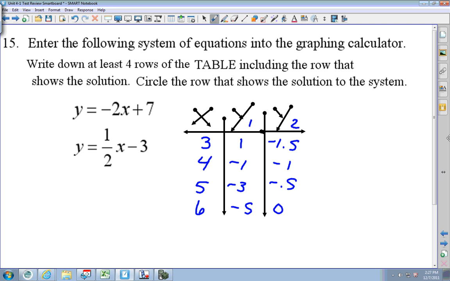And then they wanted you to circle the row that has the solution. There it is right there. My solution would be 4, -1. You're looking to see where y1 and y2 are the same.